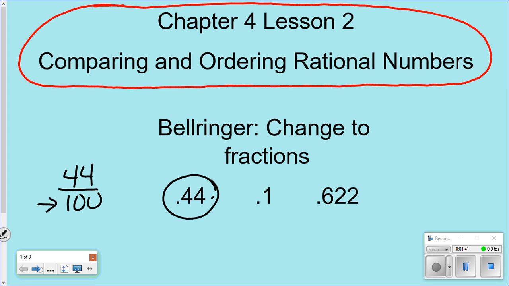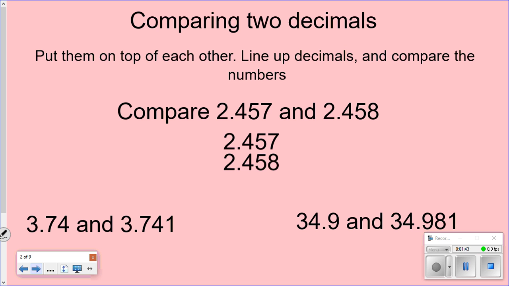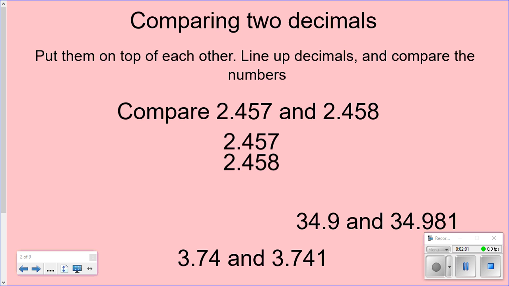First thing you have to write in your notebook is this: comparing decimals, because we're going to compare a lot of things today. We're going to compare decimals, we're going to compare fractions, and we're going to compare a whole bunch of different types of numbers. So comparing two decimals is the first thing we're going to talk about. If you're like me, you like to have steps. Step 1, what do I do? Step 2, what do I do? So step 1, when you compare decimals, you're going to put them on top of each other.